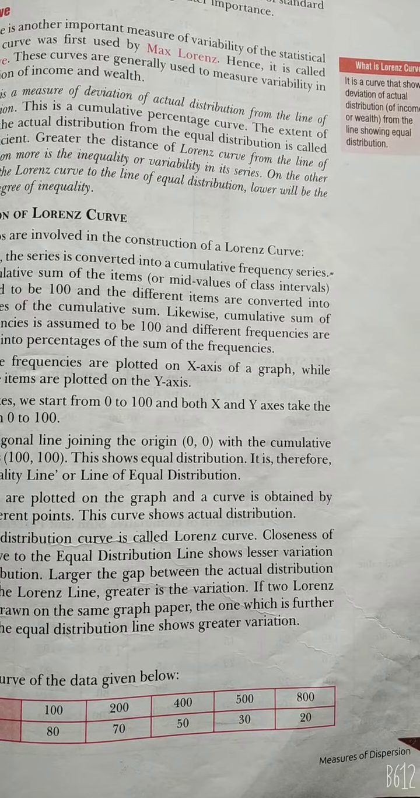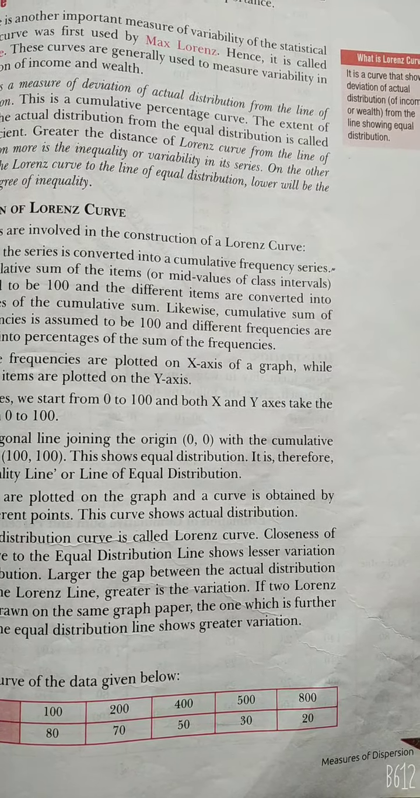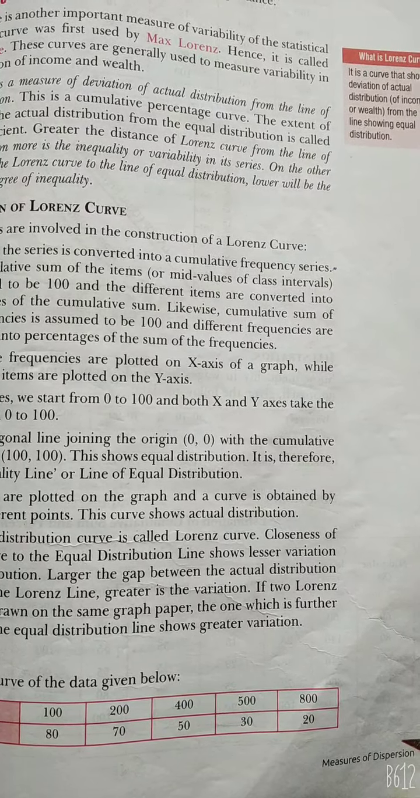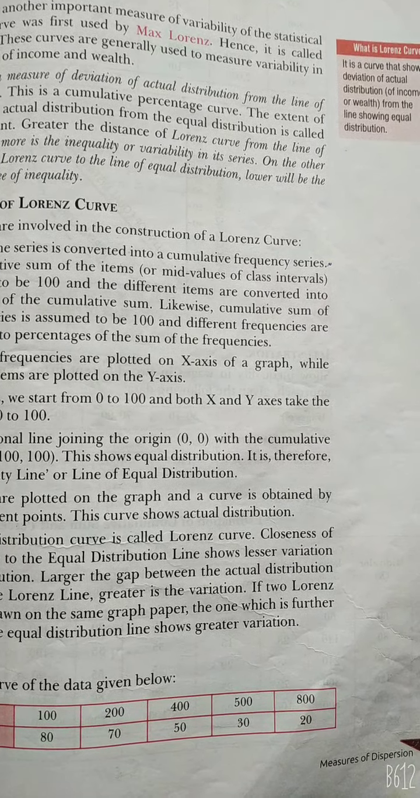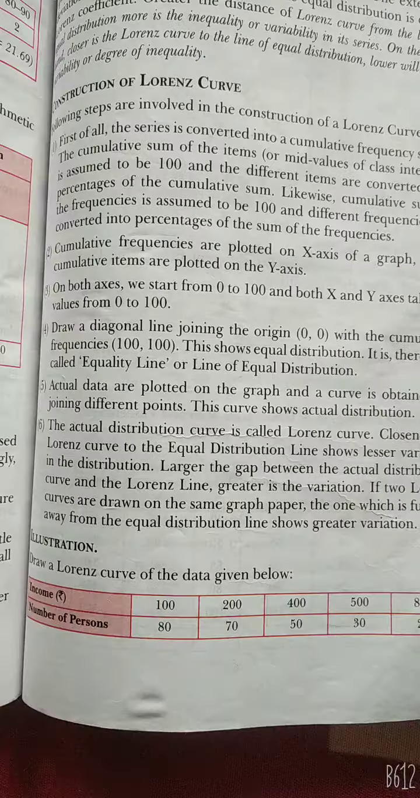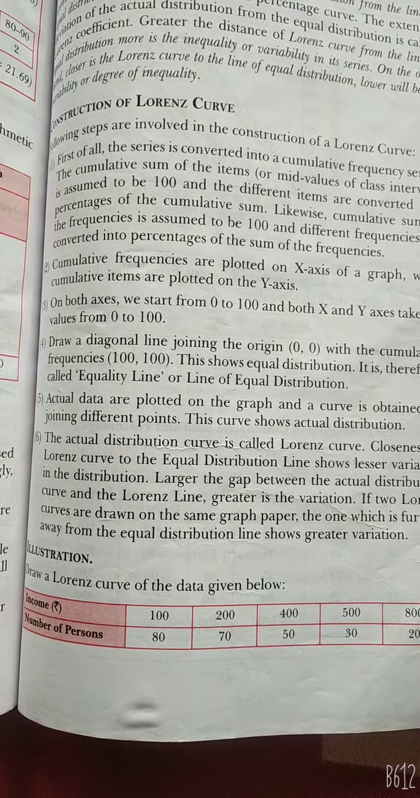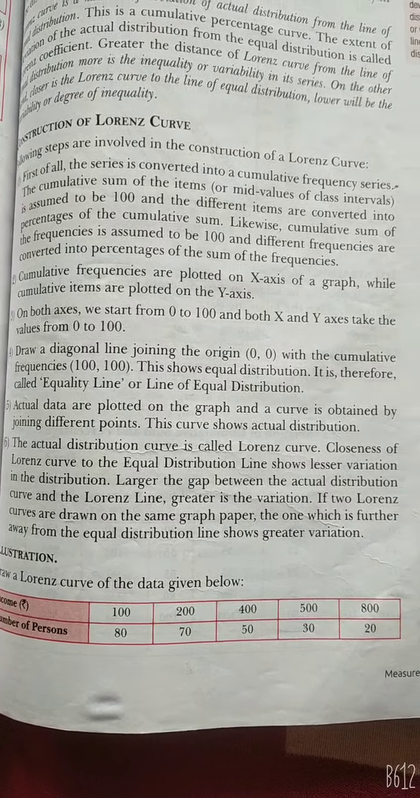The 45-degree line shows the situation when there is an even and equal distribution of income. It is known as the line of equal distribution or line of absolute equality. The actual distribution curve is called the Lorenz curve.